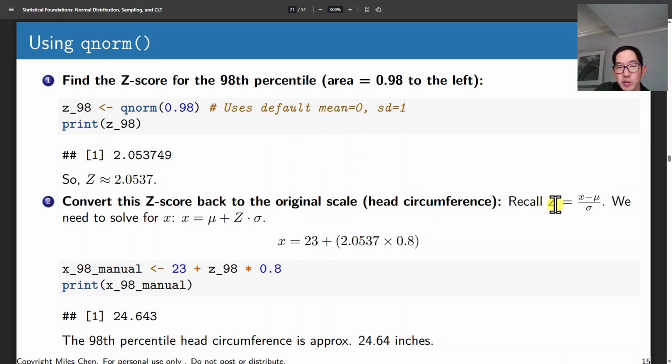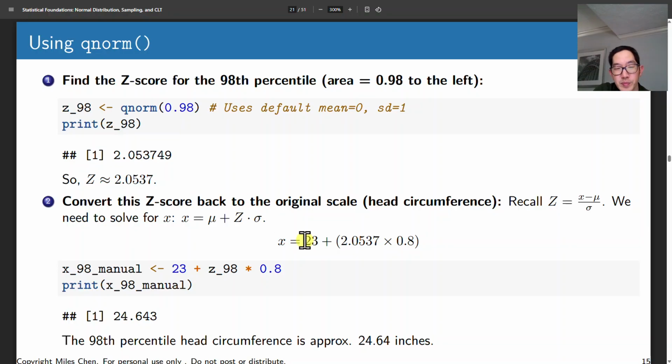So I'm going to just use algebra, and I'm going to say z is equal to our head circumference minus the mean divided by our standard deviation. And so if I solve for x, I would multiply both sides by sigma, and I would get z times sigma is equal to x minus mu. Then I would add mu to both sides, and this would tell us that x is equal to mu plus z times sigma. So this is just using algebra to get back to our original value.